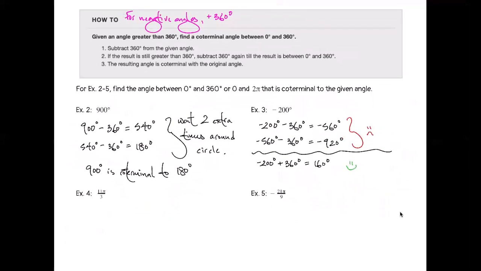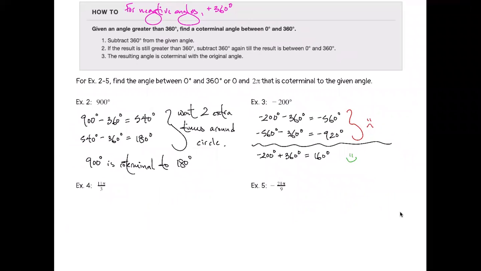Okay? But how would we modify this for questions like 4 and 5? I've got 11 pi over 3 and I've got negative 21 pi over 9. If I add 360 or I subtract 360, that's going to be weird looking, right? But yeah, I think that's a great idea, Theo. If it's in radians, well, let's do it in radians. Instead of adding 360, what do we call 360 in radians? We call it 2 pi.